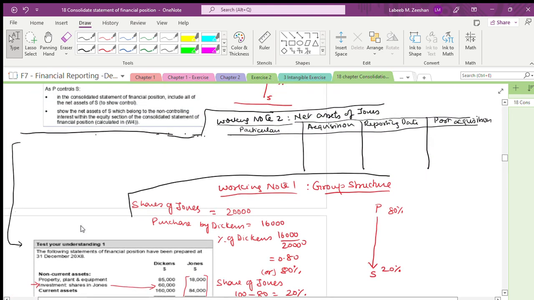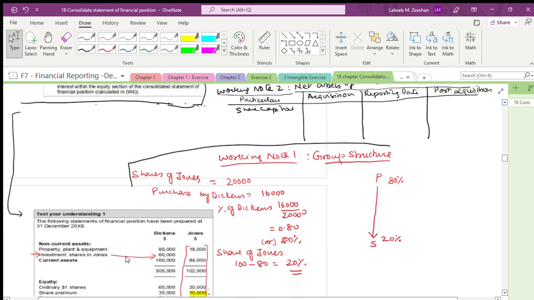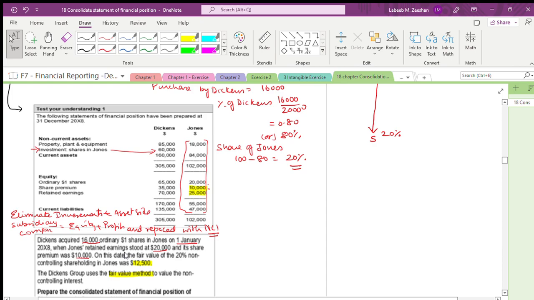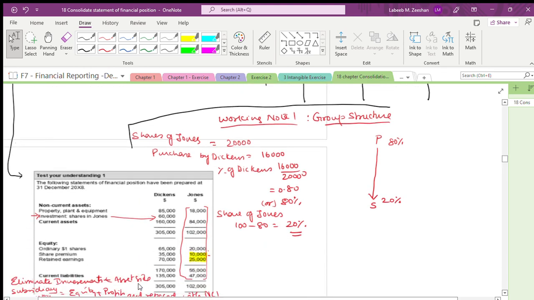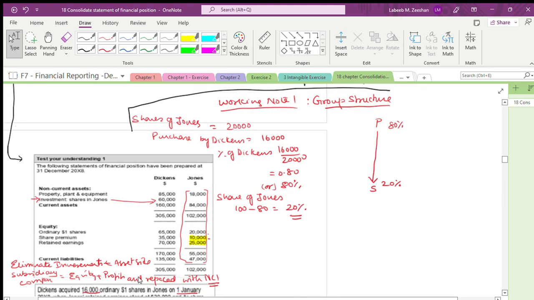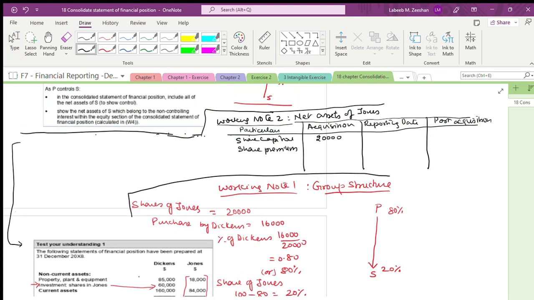You have share capital. How much is the share capital? Share capital is 20,000 on the day of acquisition. You have the share premium also. How much is the share premium? 10,000.